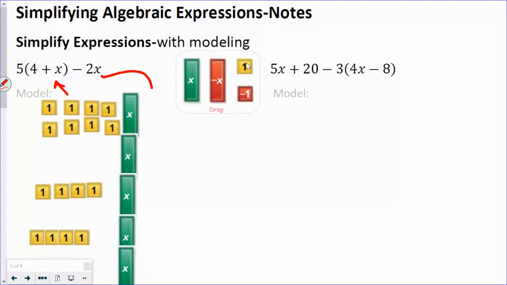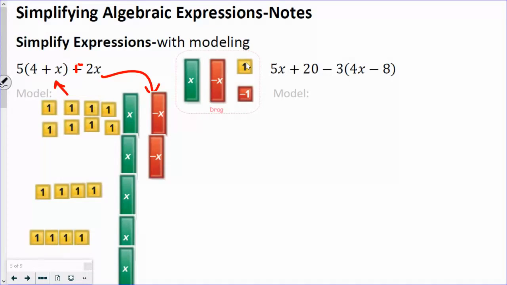Now I need to put the next one down. Remember, if we were to add our opposite, that is a negative 2x. So I need to put 2 of these negatives. Okay? And the reason why I don't have to put 5 of those is because it's not inside the parentheses. It's outside the parentheses.